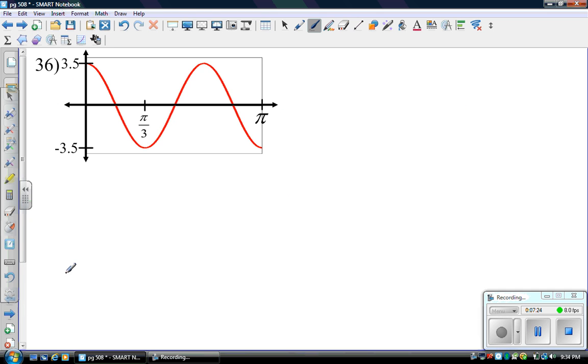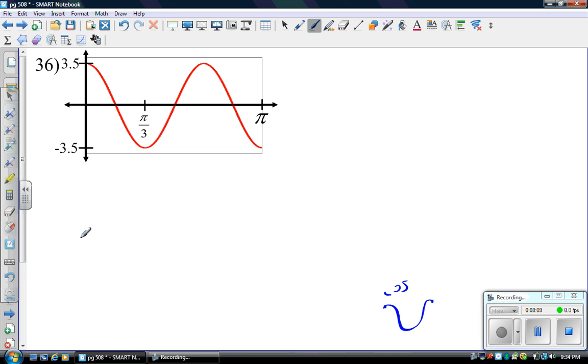Okay, next one, number 36, a little bit tougher. It gives us the graph, and we have to write both a sine and a cosine function that articulates what's going on in this graph. I'm actually going to start with the cosine function, because this one's made a little easier for cosine. Remember, a normal cosine looks like a U shape. You have that right here. The reason the cosine is a little easier is because it's starting up top like a normal cosine does.